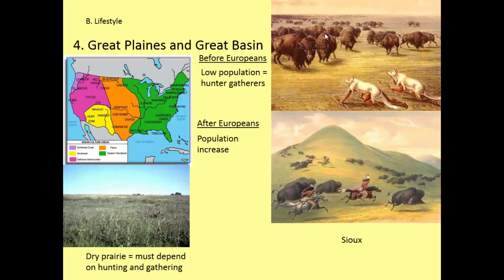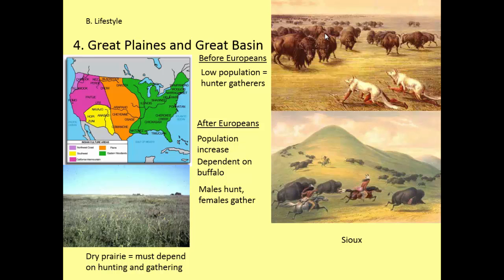And so we see after Europeans, what I talked about, the population increase, and you can see by comparing those two pictures just how much easier it would be to hunt buffalo if you had the horse. One of the tribes that you can put into an essay is the Sioux, also the Arapaho. These are Great Plains tribes that are living in this hunter-gatherer fashion.